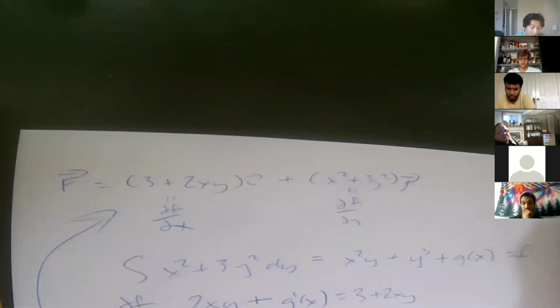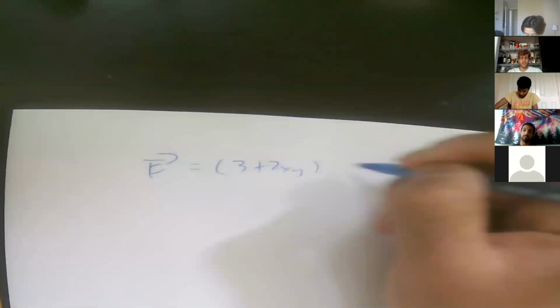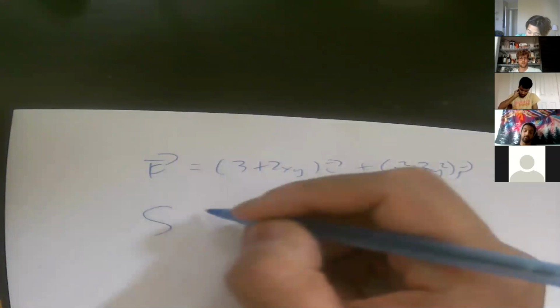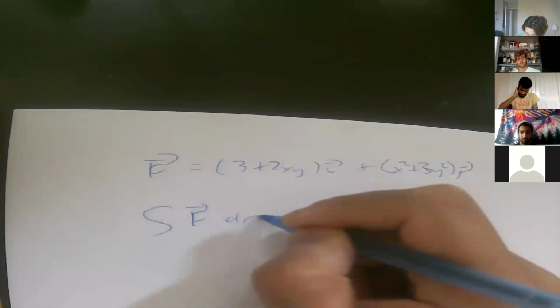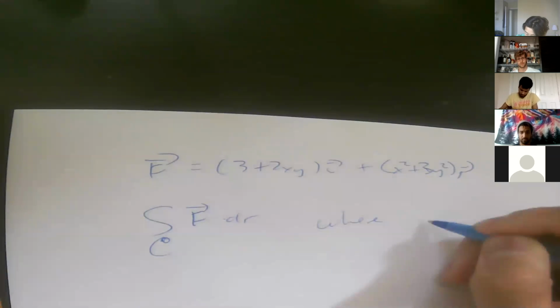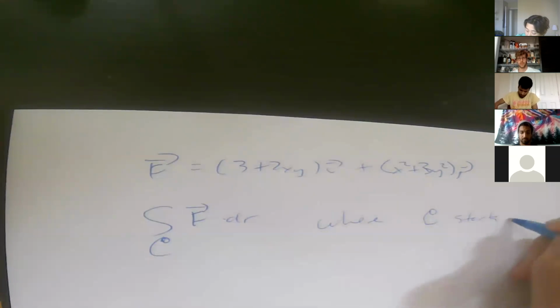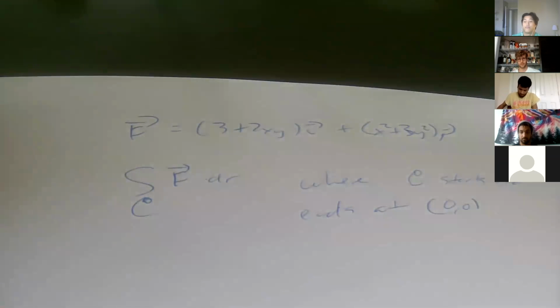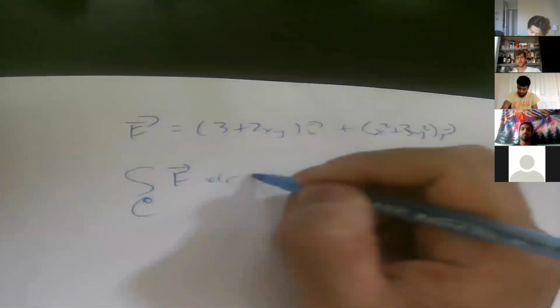Here's another question. I like this one. I don't know what page we're on now, 12, 13, 14. Let's do the same thing. One last question. This is a short one. y squared j. What is this integral of F dr over C, where C starts and ends at 0, 0? 0? 0. Yeah, you said it.